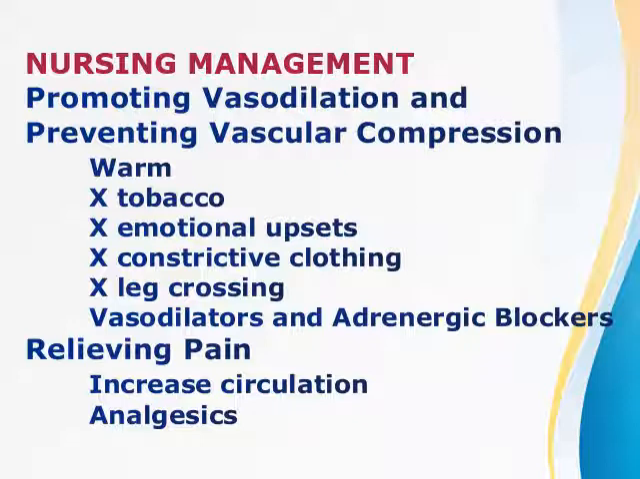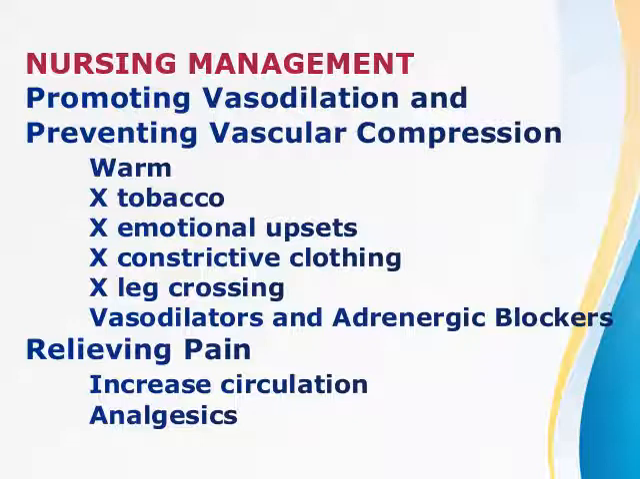So if we want to promote vasodilation, warm temperature is recommended. We avoid chilling to promote arterial flow. Then, of course, no tobacco products. Emotional upsets should be addressed because your stress causes peripheral vasoconstriction with your SNS stimulation. Constrictive clothing is not encouraged because it also impedes your circulation and promotes venous stasis. Then leg crossing, also the same. It promotes your venous compression and venous stasis.